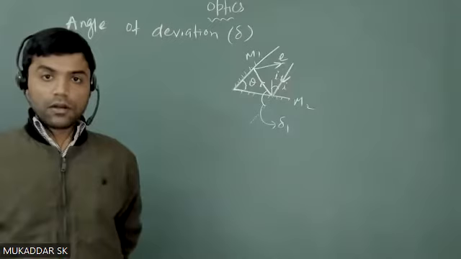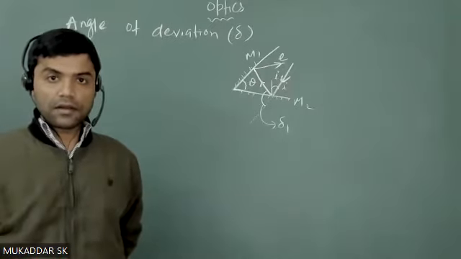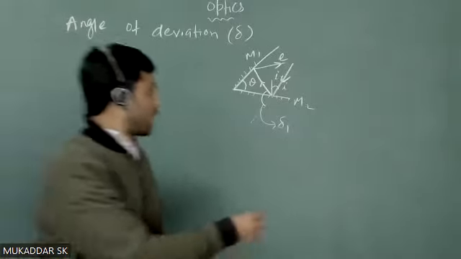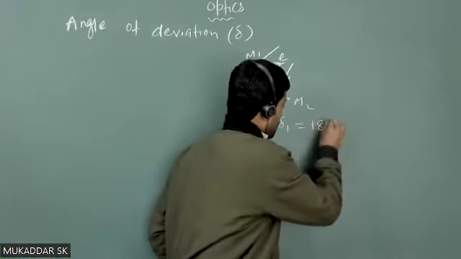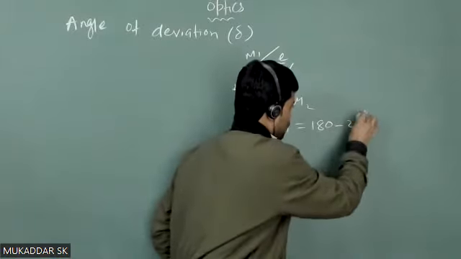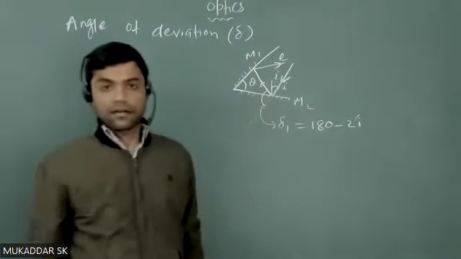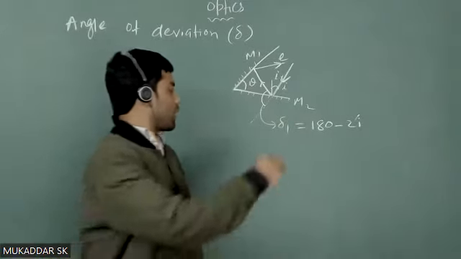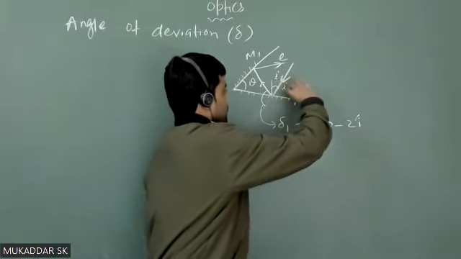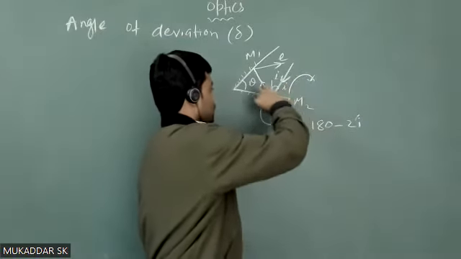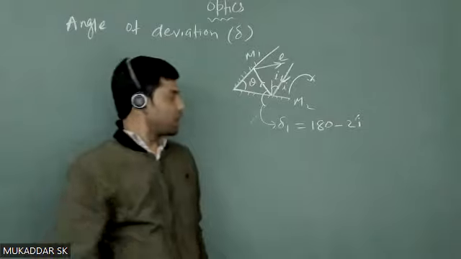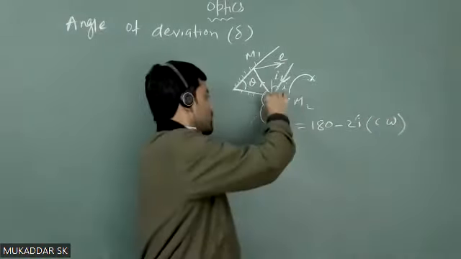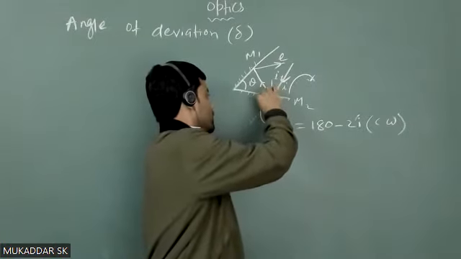I already told you, if you know the angle of incidence, then I can calculate the angle of deviation. That will be how much? Very simple. I can write 180 minus twice I, twice I because the angle of incidence is I, right? Is this clear what I'm saying? And the angle of deviation is in which direction? It is like this. You see? This is in the clockwise direction, because this is the angle of deviation and the direction is like this.